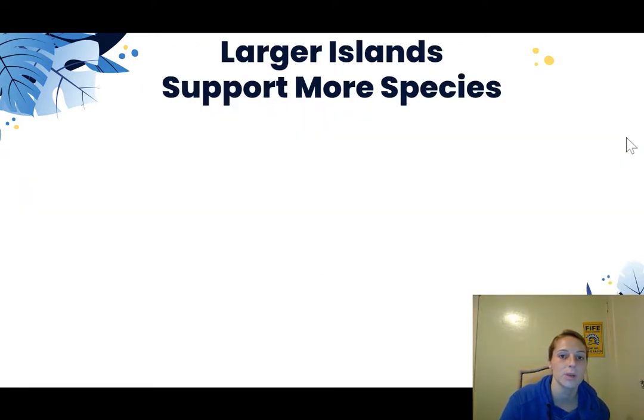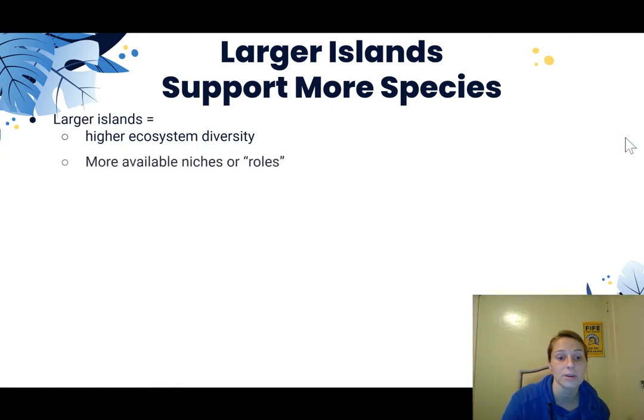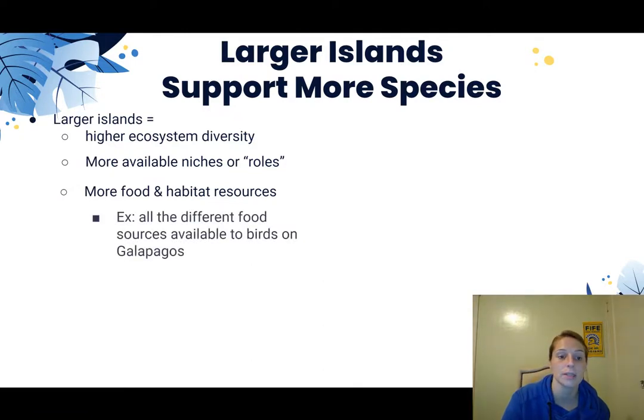Now, specifically, we'll look at the rule that larger islands support more species. Larger islands have higher ecosystem diversity, which means there are more available niches, or roles, that different organisms can play. There are also more food and habitat resources on these larger islands. An example of this is all the different food options available to birds on the Galapagos Islands, and we'll look at that case study later in these notes.